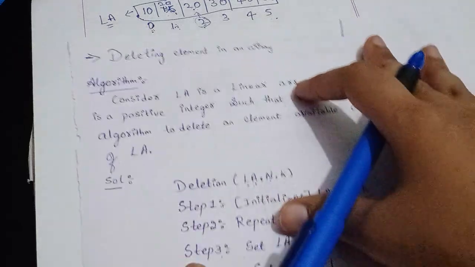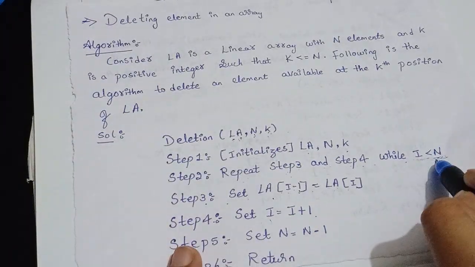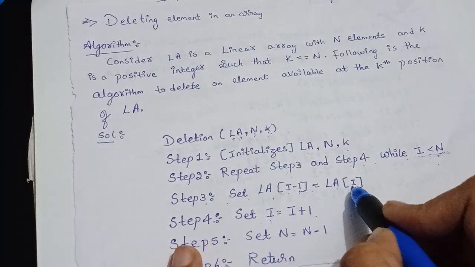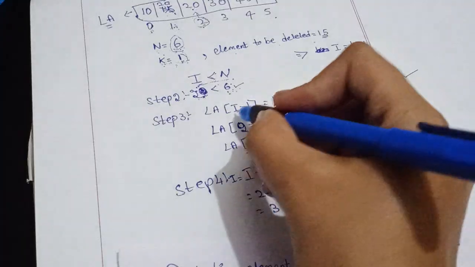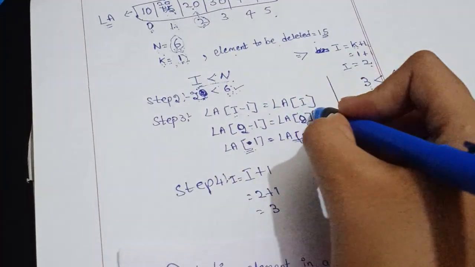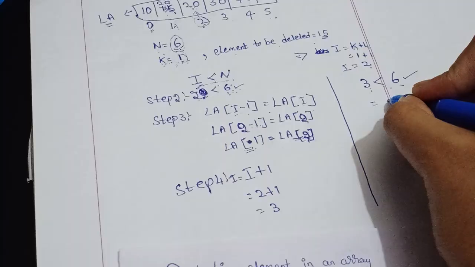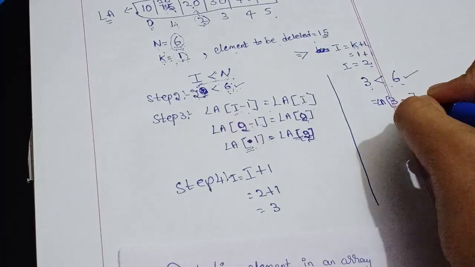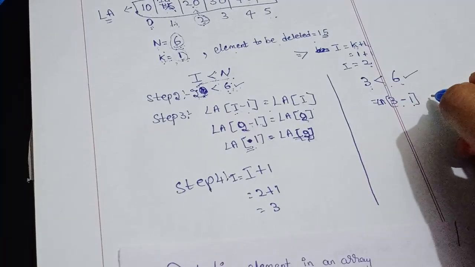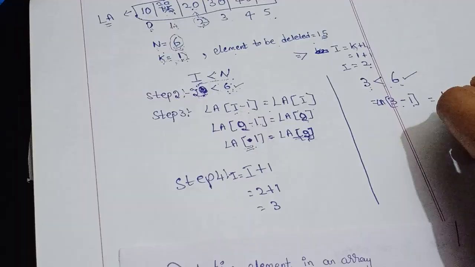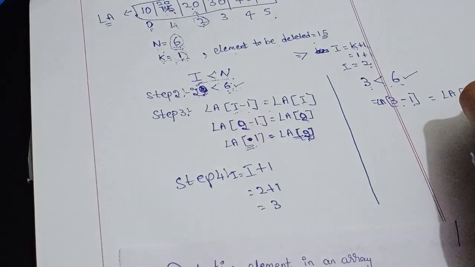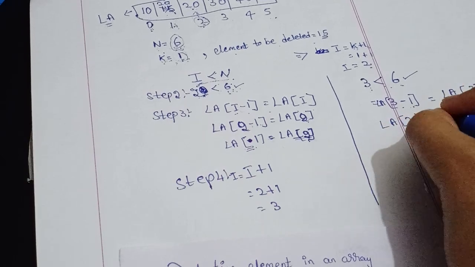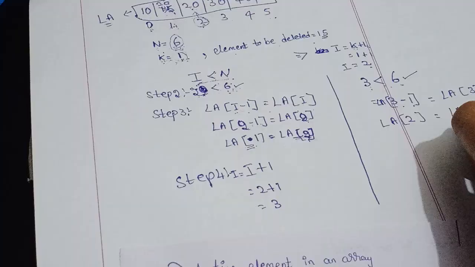Then if this while loop condition is satisfied, you need to follow step 3, that is LA[I minus 1] is equal to LA[I]. So we'll see here: I minus 1 is equal to LA[I]. I value is what? 3. 3 minus 1 is nothing but 2, and then it is equal to LA[3]. So LA[2], here how much will it become? LA[3].